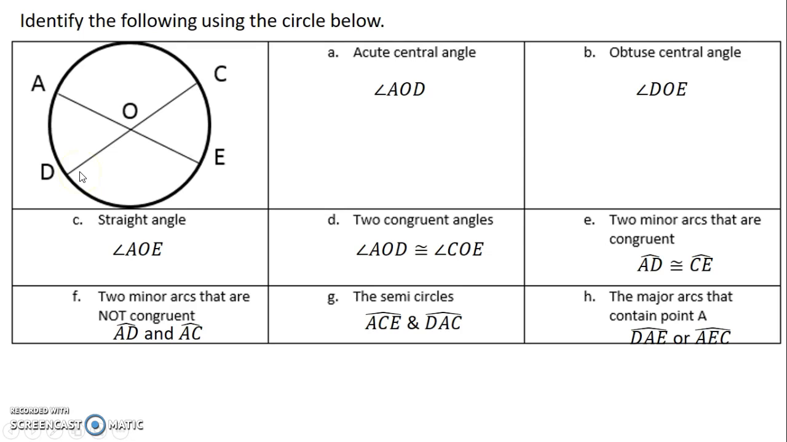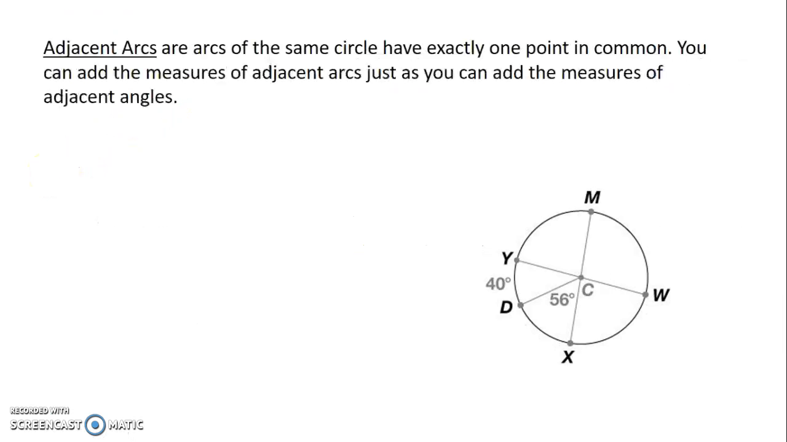The radius in the circle, there's several I could have named, but it has to use point O and go to the edge, so maybe OA is a radius on your circle, or OE, or OC, or OD. There's a lot, but I don't have it on my slide, sorry.